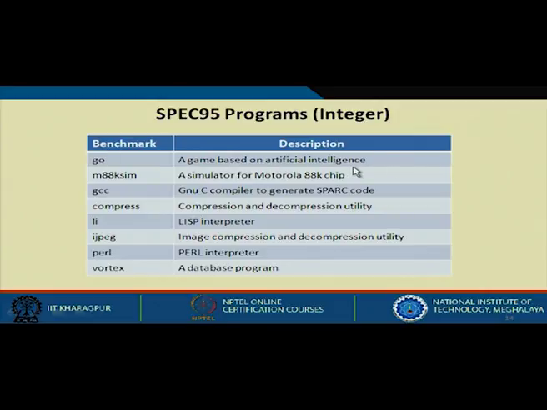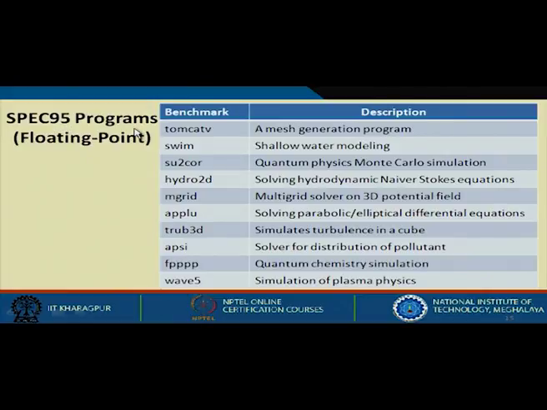A game based on artificial intelligence, a simulator for the Motorola 88K chip, a GNU compiler, a compression and decompression utility, a Lisp interpreter, an image compression and decompression utility, a Perl interpreter, a database program. So, SPEC 95 consists of these following benchmarks. Similarly, SPEC 95 also has floating point programs.